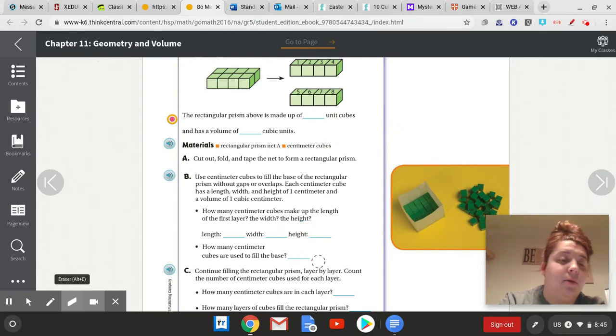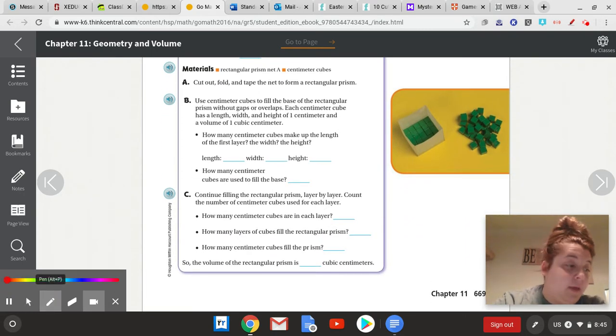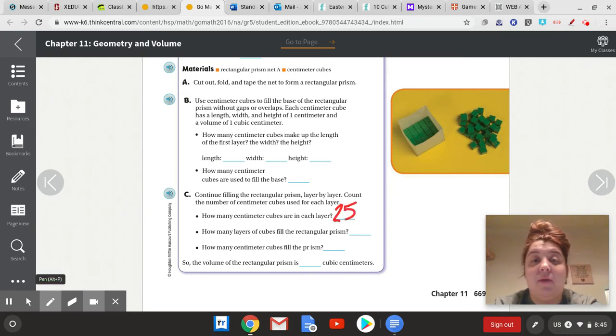Let's erase so I can move down. All right, so that we can do C together. You know that each layer is already going to consist of 25, because if the first layer had 25, every single layer is going to have 25 because they're going to be the same coming up. So how many layers of the rectangular prism are there? There are going to be 5 layers of the rectangular prism as you go up, okay?